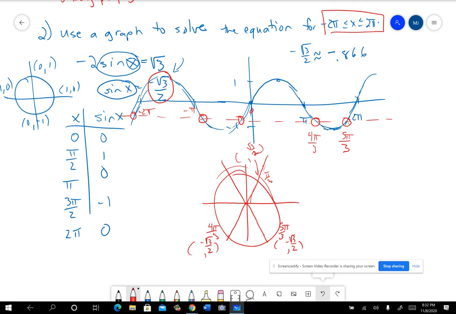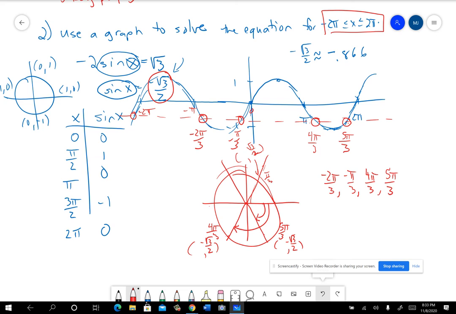All right. And then I also want to go in the negative direction. So now I want to think about going from here to here. So see how that would be negative pi over 3, and then this would be negative 2 pi over 3. Okay, so your answer to the question should have been negative 2 pi over 3, negative pi over 3, 4 pi over 3, and 5 pi over 3.